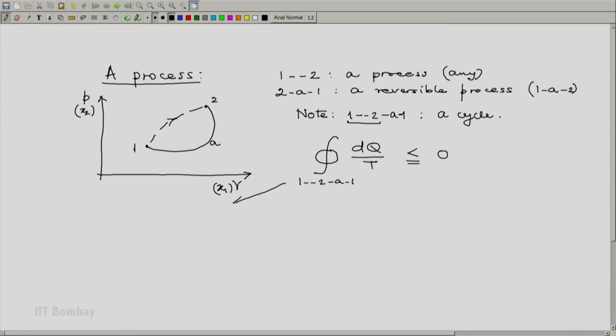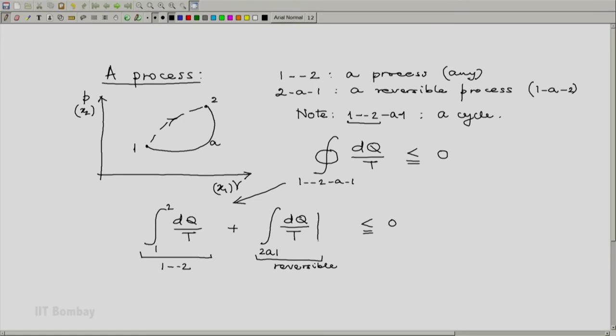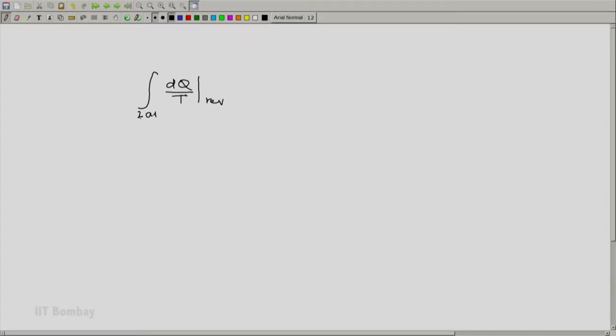Let us split this as integral of dq by t from 1 to 2. This is over the process 1, 2 as shown in the figure, plus 2A1. But we notice that this part pertains to a reversible process. Hence, I should write this as reversible. And then we note that this is related to the entropy difference between state 2 and state 1. The second part, it is a reversible process starting from 2 ending at 1. So, this is going to be S1 minus S2. This is the definition of entropy.